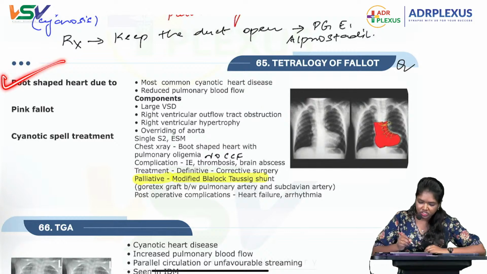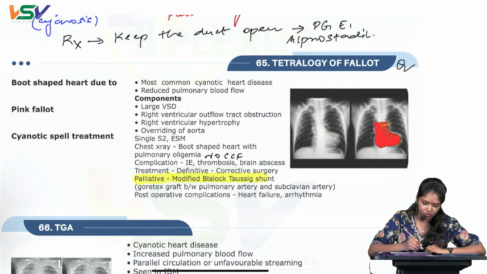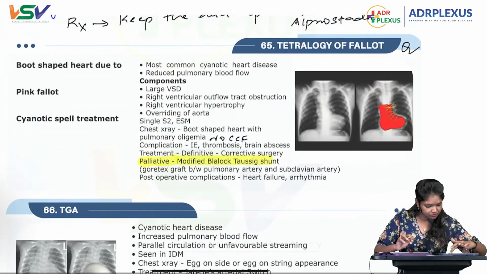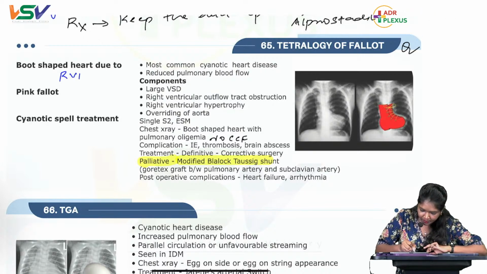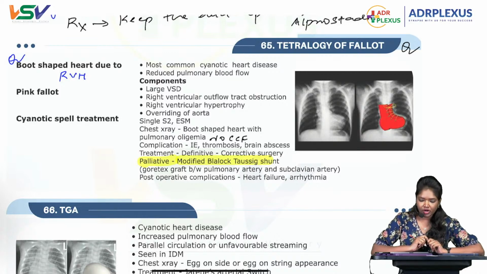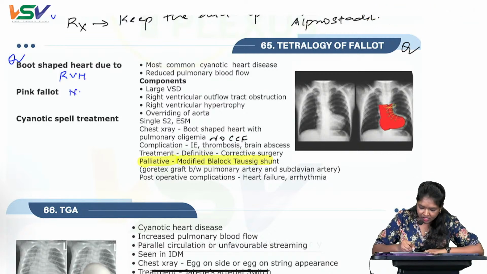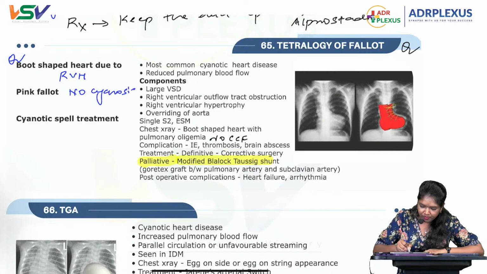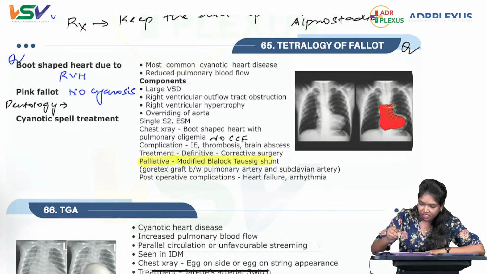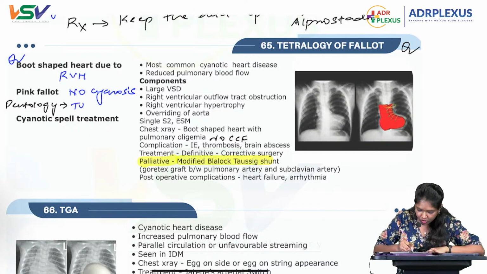So these are the important points with regards to TOF. Boot-shaped heart in TOF, everyone knows, but why does it occur? Right ventricular hypertrophy is the reason for the boot-shaped heart. This is a favourite question. What is pink Fallot? You have TOF but there is no cyanosis. That is pink Fallot. What is pentalogy of Fallot? TOF plus ASD is called pentalogy of Fallot.